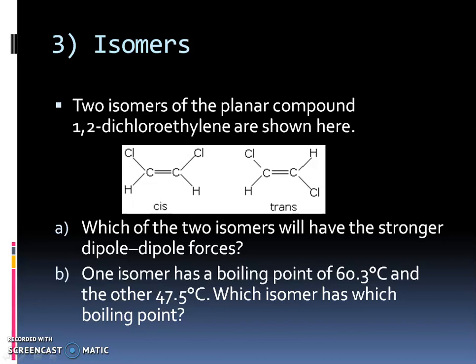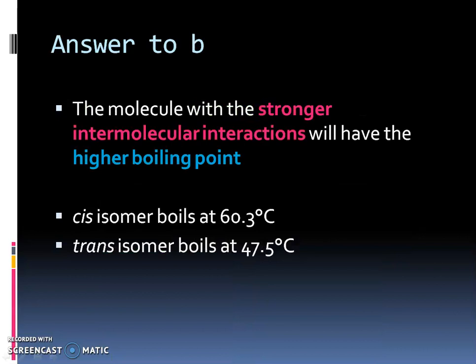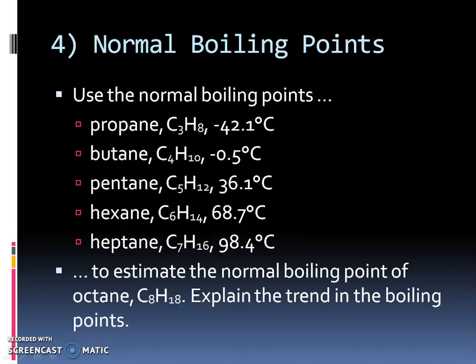And here we go. A. Hopefully that makes sense. And B. Hopefully that makes sense. Again, it's all about those forces and how strong they are. For normal boiling points, and remember your normal boiling points are the boiling point at 1 atmosphere pressure, obviously.